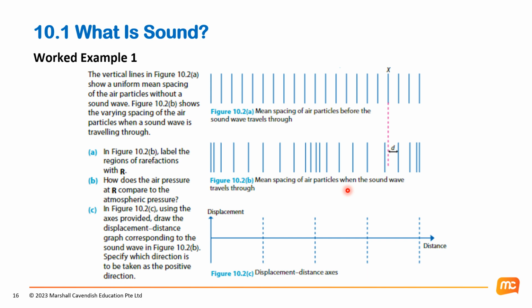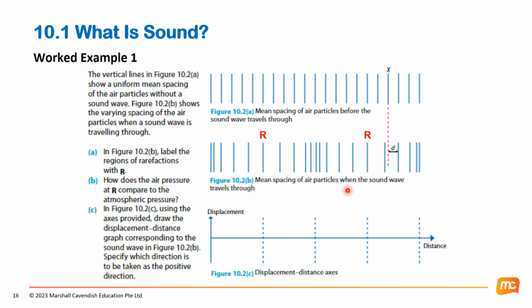So here we have a worked example, and our first worked example asks us to label the regions of rarefactions with R. To remember it, in rarefactions, maybe you can see the word rare inside, and that tells you that the particles are far apart. They have very low concentration or very low pressure, and that is why we have two rarefactions here, where the air particles are very far apart. I've not labeled the compressions, but I think it's quite clear that there are three compressions within this figure here.